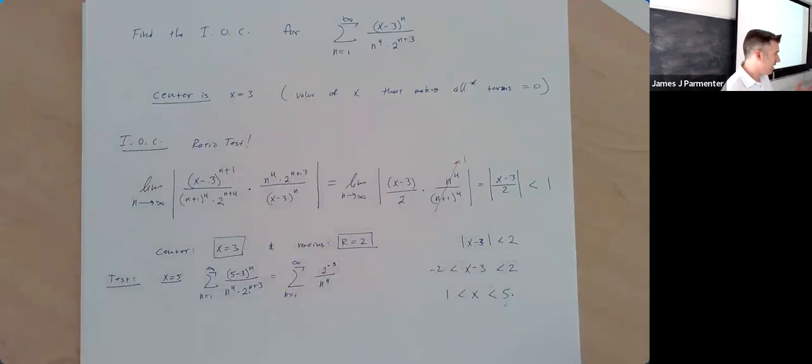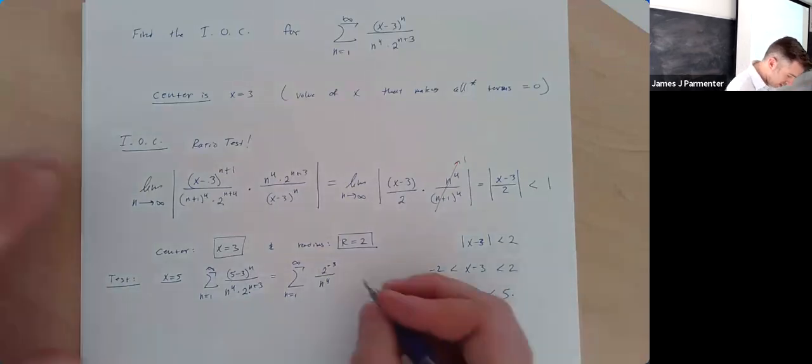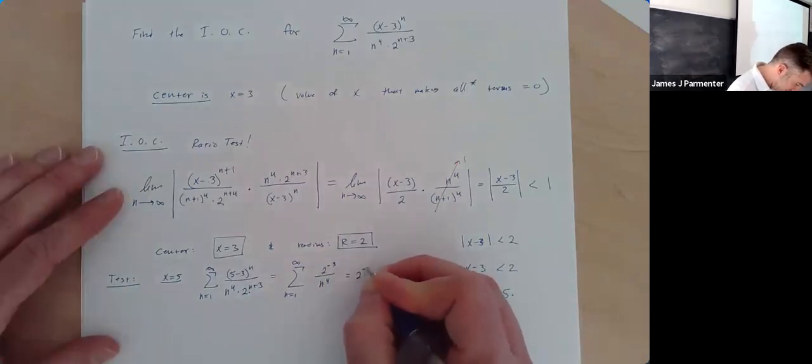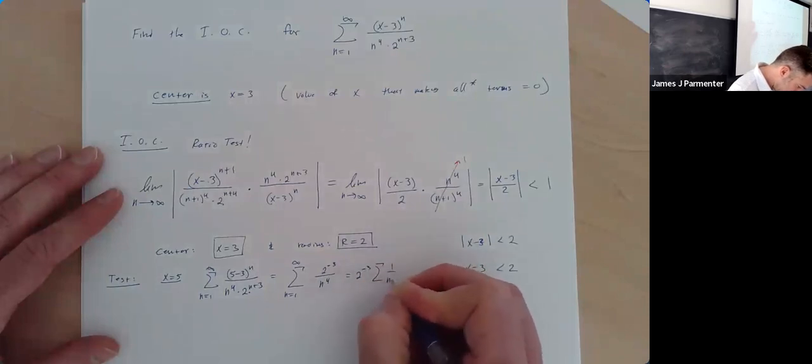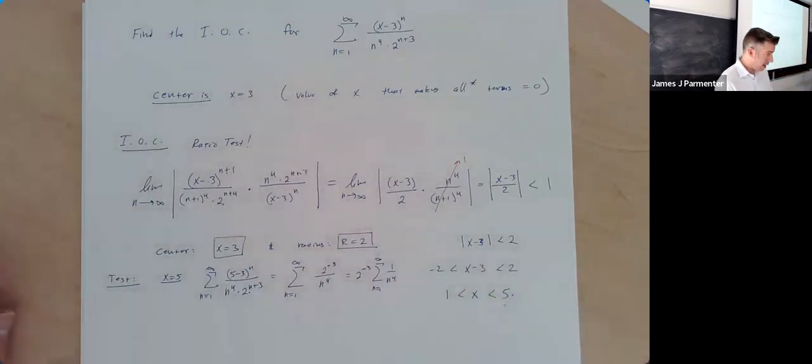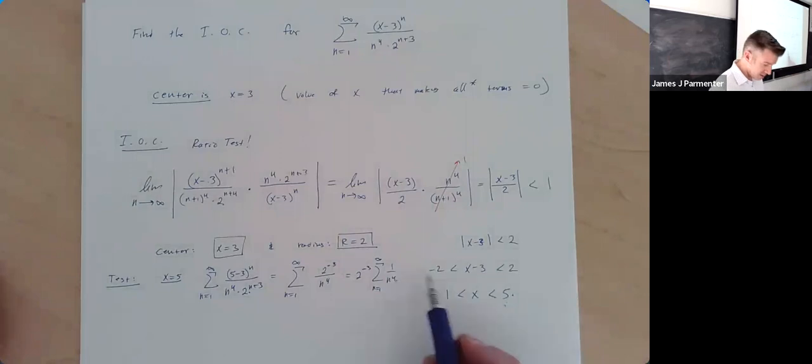2 to the negative 3 is just a constant. I don't care about it. What I care about is the fact that I have 1 over n to the 4th, if I factor out the 2 to the negative 3. And we know whether that series is convergent or divergent. Well, it's a p-series. p is much larger than 1. This is definitely convergent.